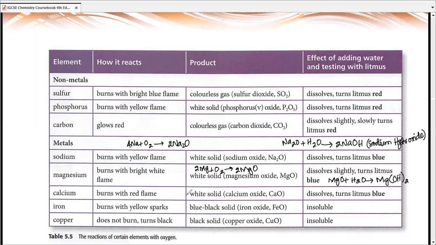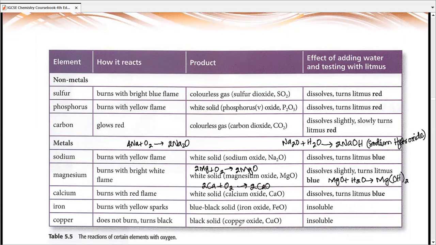Now this forms a white solid, calcium oxide, CaO. The equation is pretty similar to what we wrote for magnesium. 2 calcium plus oxygen gives us 2 calcium oxide, right?